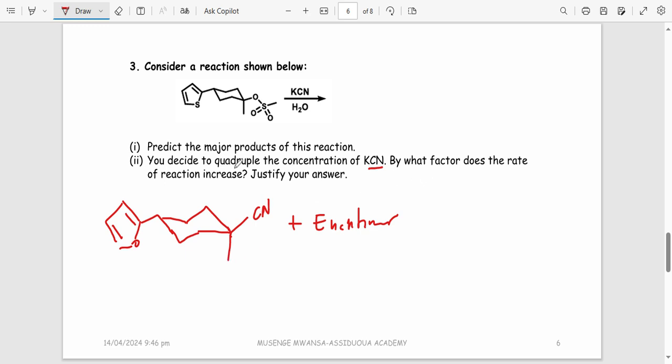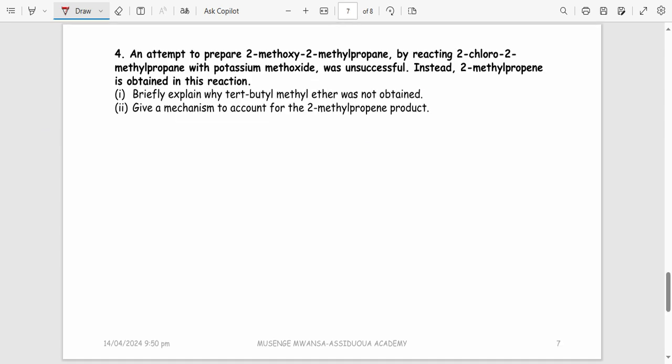Now, if you quadruple the concentration of the nucleophile, this is an SN1 reaction, and SN1 reactions don't depend on the concentration of the nucleophile. So that is not going to affect the rate. It doesn't matter how much you increase the concentration of the nucleophile.